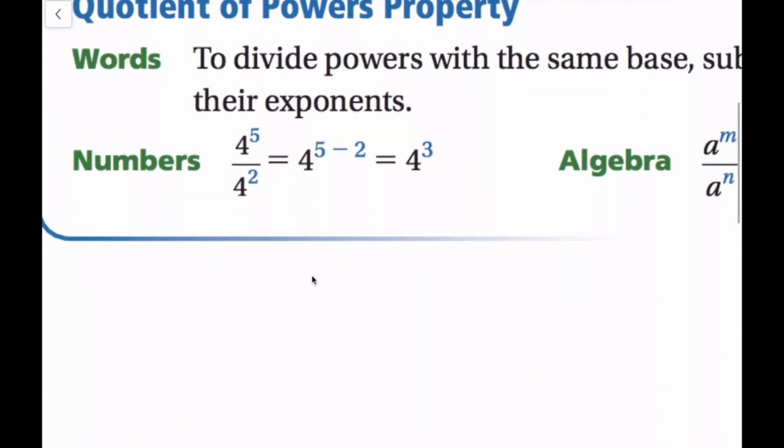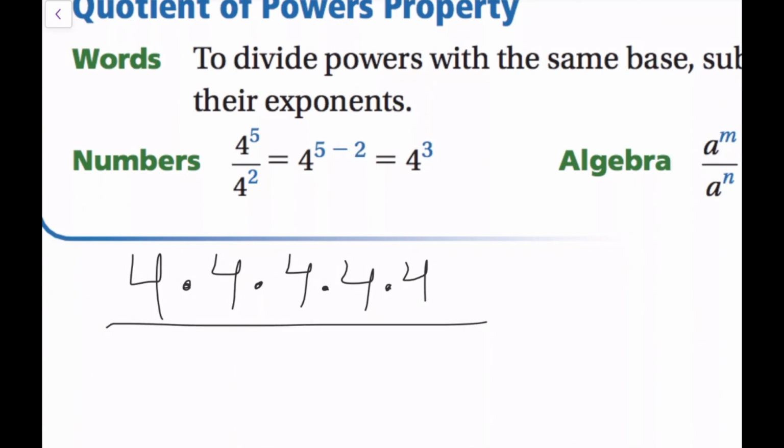So here we have 4 to the 5th power, so I can write that out as 4 times 4 times 4 times 4 times 4. And then I can put that over 4 to the 2nd power, which is 4 times 4. Now if we see, I have 5 4s on the top and 2 4s on the bottom. And if I ever have the same factor on the top or bottom, same thing that's being multiplied on the top or bottom, I can just cancel those out.